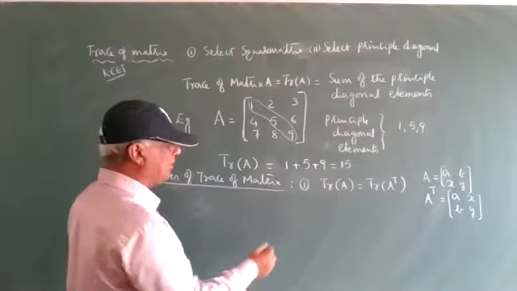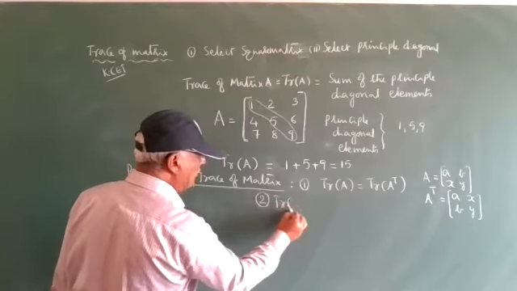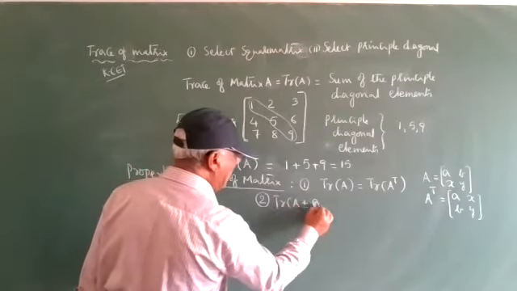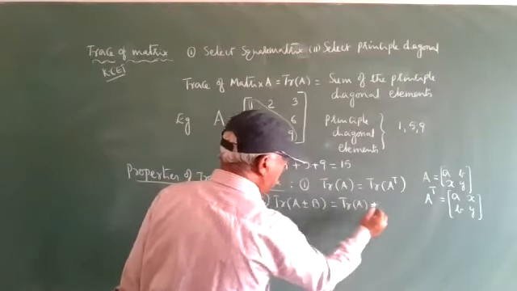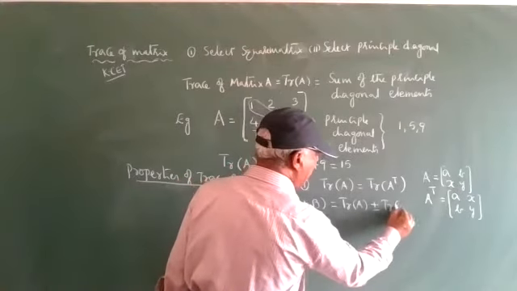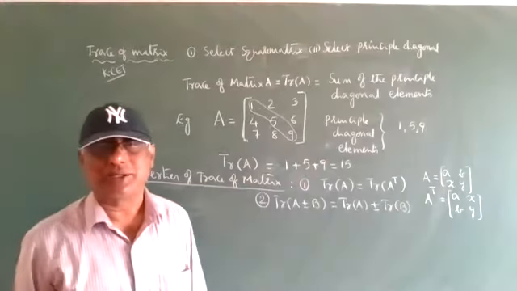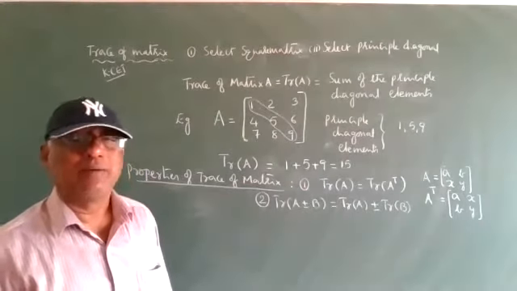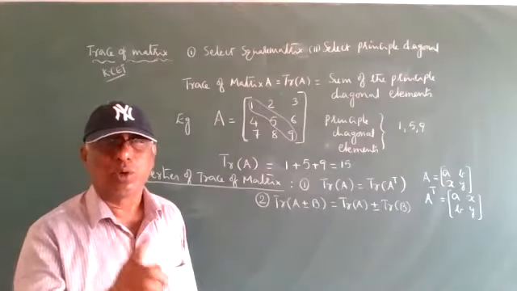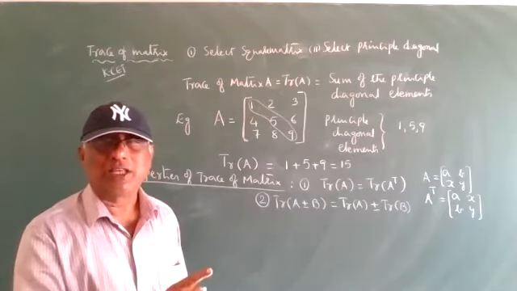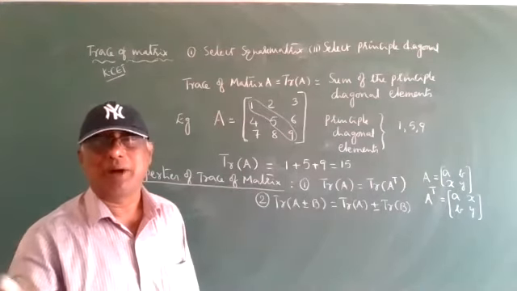Okay? Second point. Transpose of A plus or minus B is equal to transpose of A, plus means plus, minus means minus, transpose of B. That means the transpose should be taken separately for addition and subtraction. If you add two matrices and find the transpose, or separately find the transpose and then add, we get the same answer only.